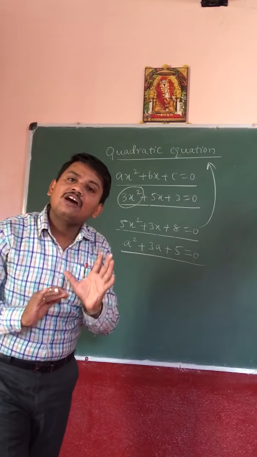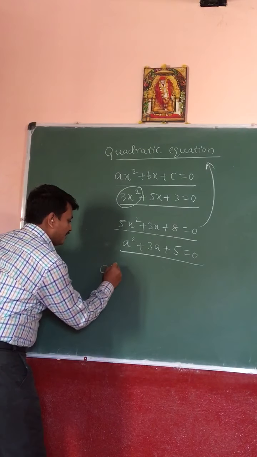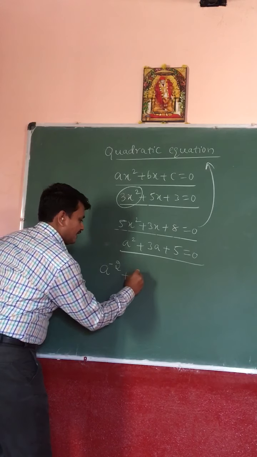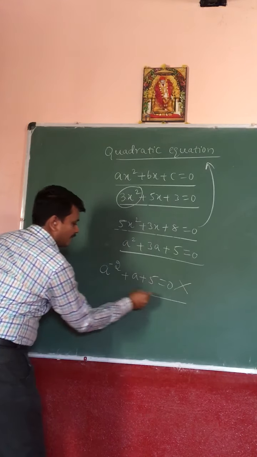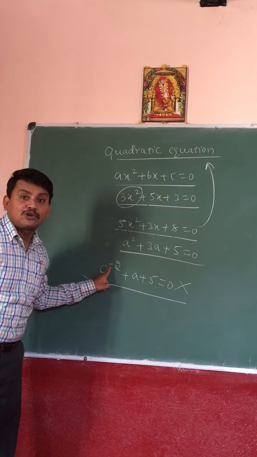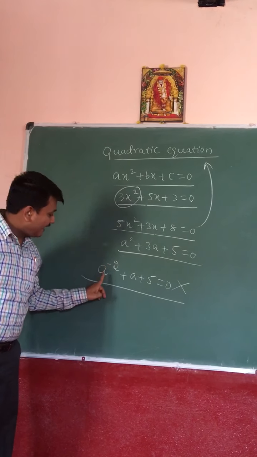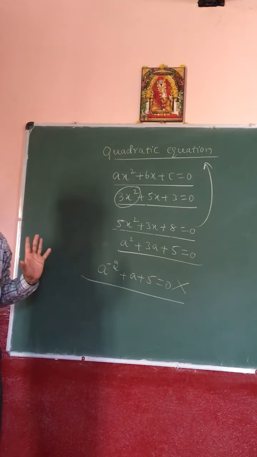And which are not quadratic equations, I am going to tell. See, the powers in the negative: a to the power minus 1 plus 5 is equal to 0. This is not an example of a quadratic equation. The power should be positive. If the variable has a negative power, then this is not a quadratic equation.